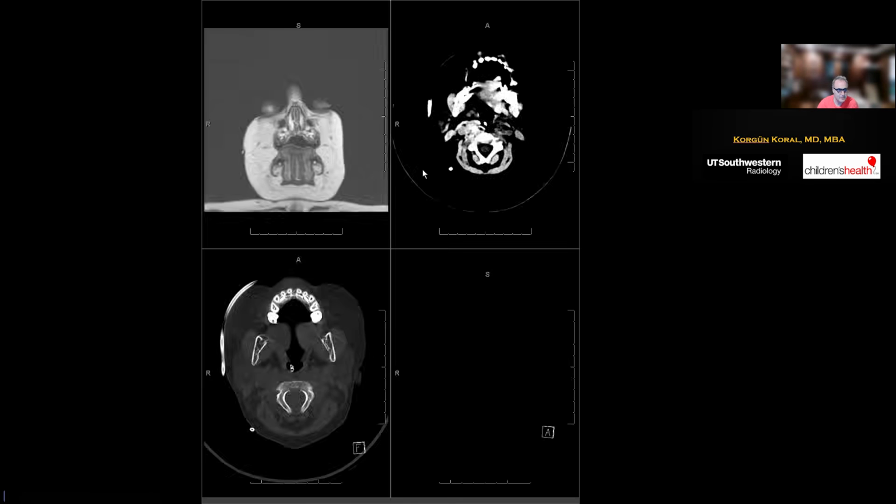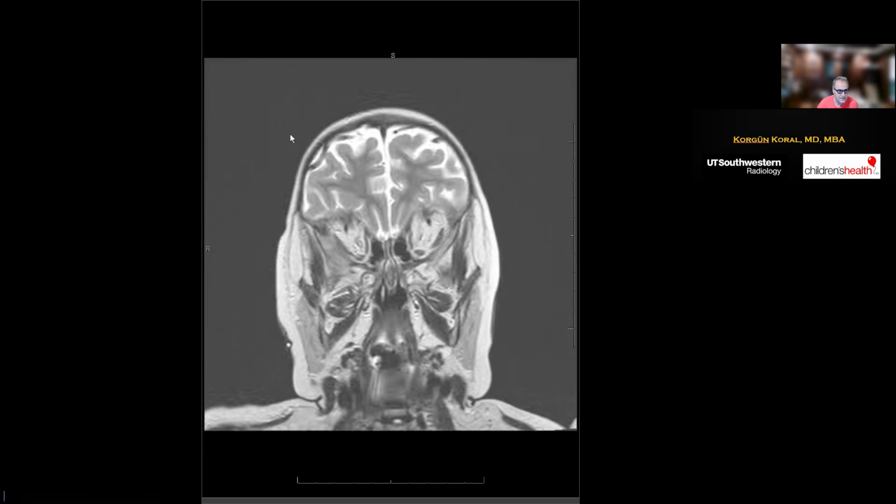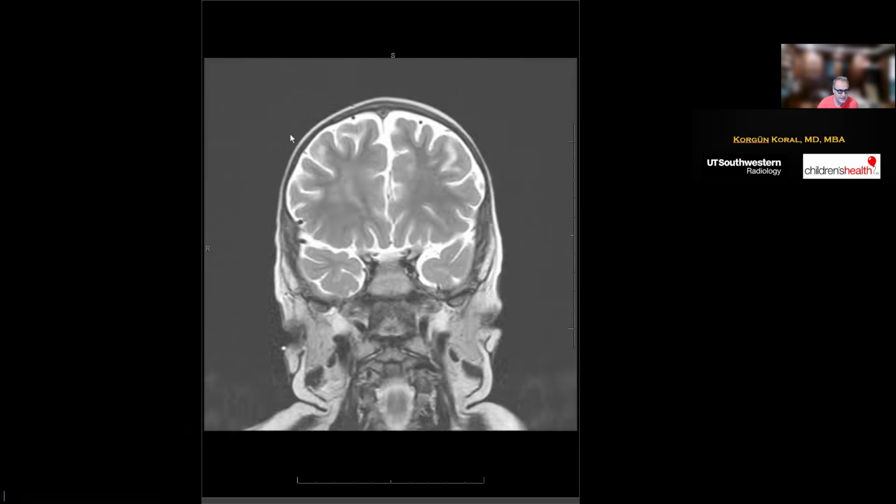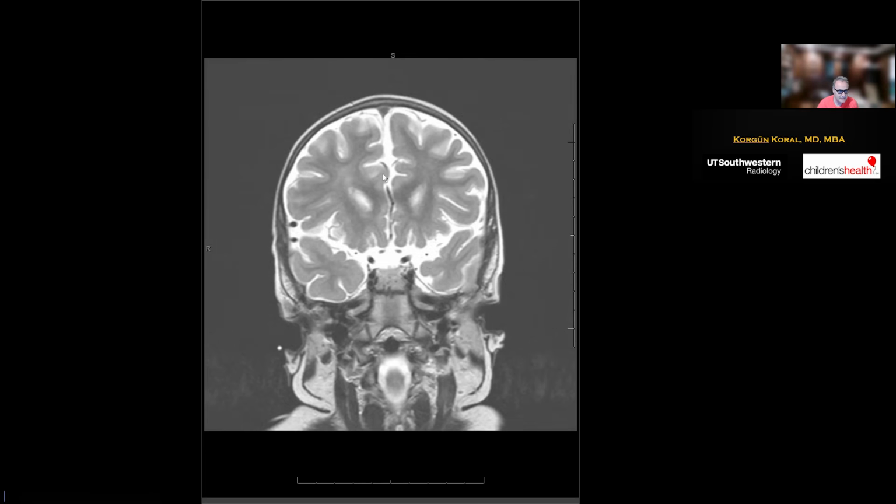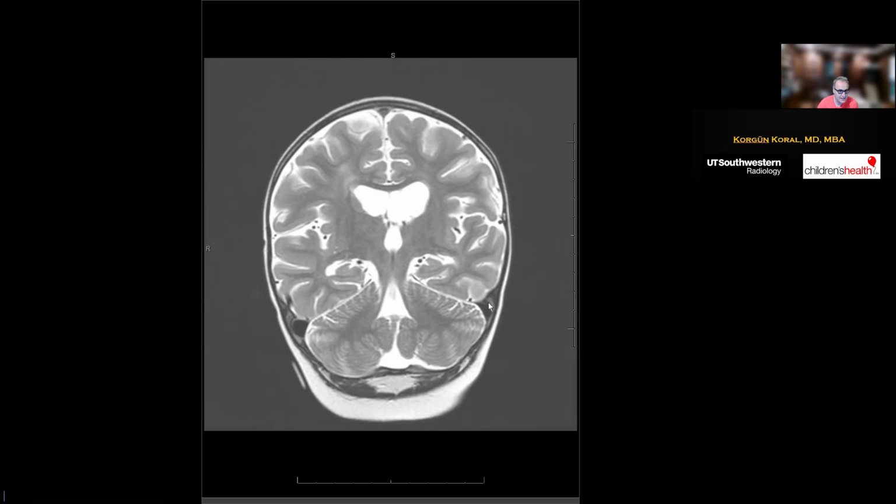The other thing we can and should do is utilize the conventional sequences. For instance, in this case, anteriorly, we see lack of normal signal void within the anterior aspect of the superior sagittal sinus. But if you look at other dural venous sinuses, the transverse sinuses show normal signal voids. This is obviously consistent with sinus thrombosis.